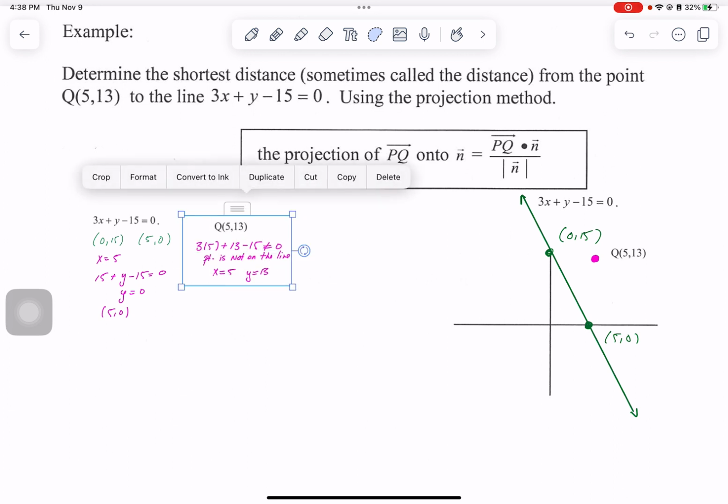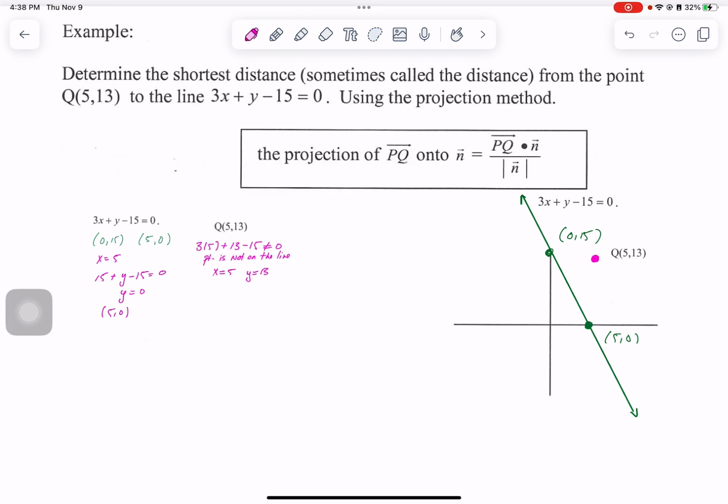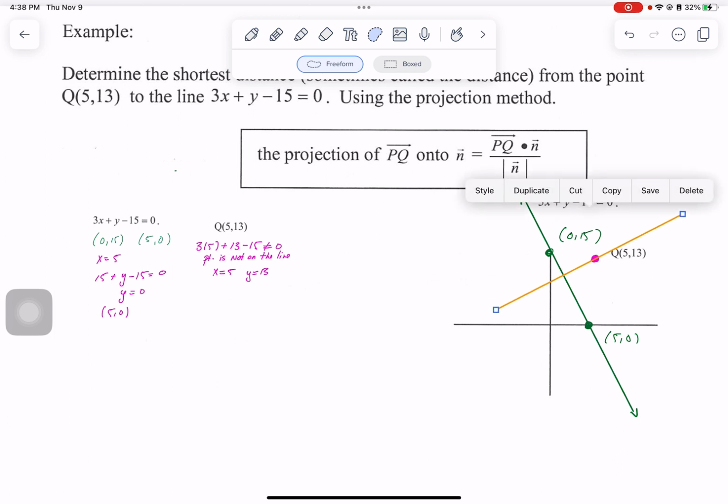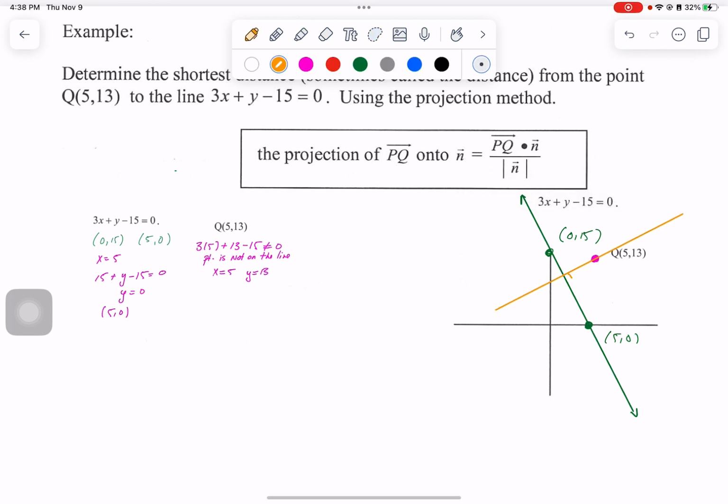Okay. All right, so what are we doing here? We're trying to find the distance between this point and this line. That distance, well, that is a normal from the line. It is a normal from the line. There it goes right through there.